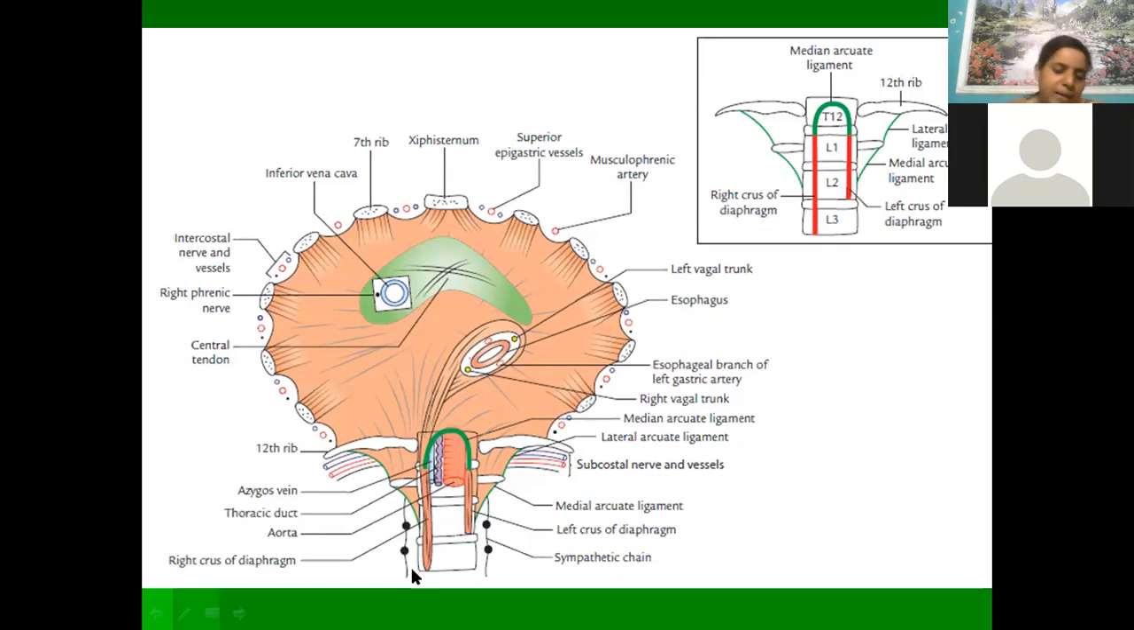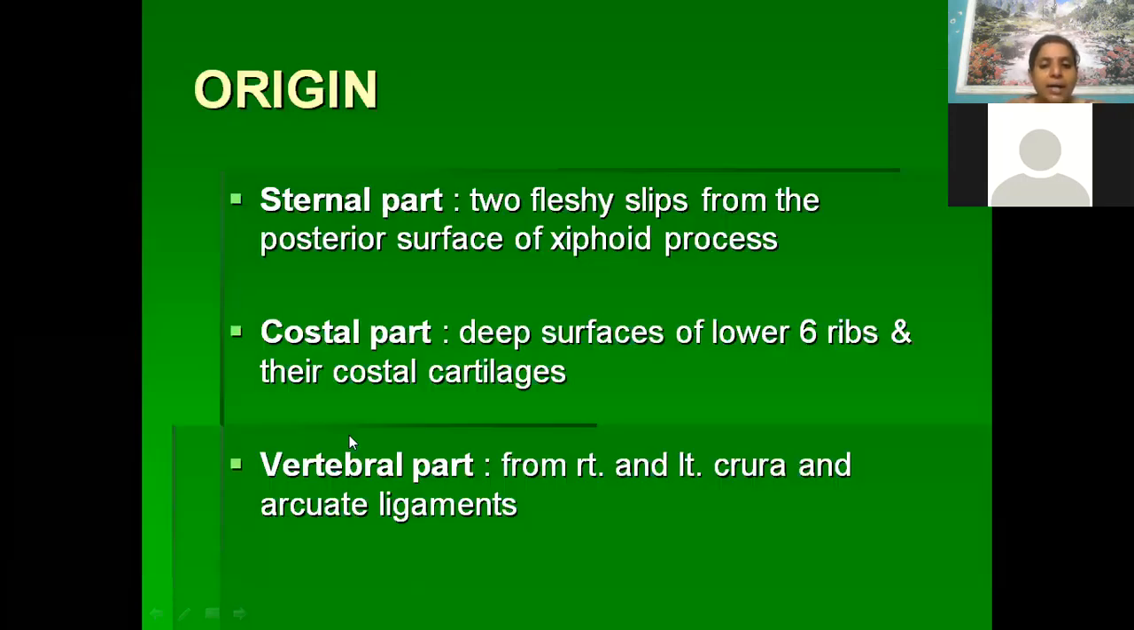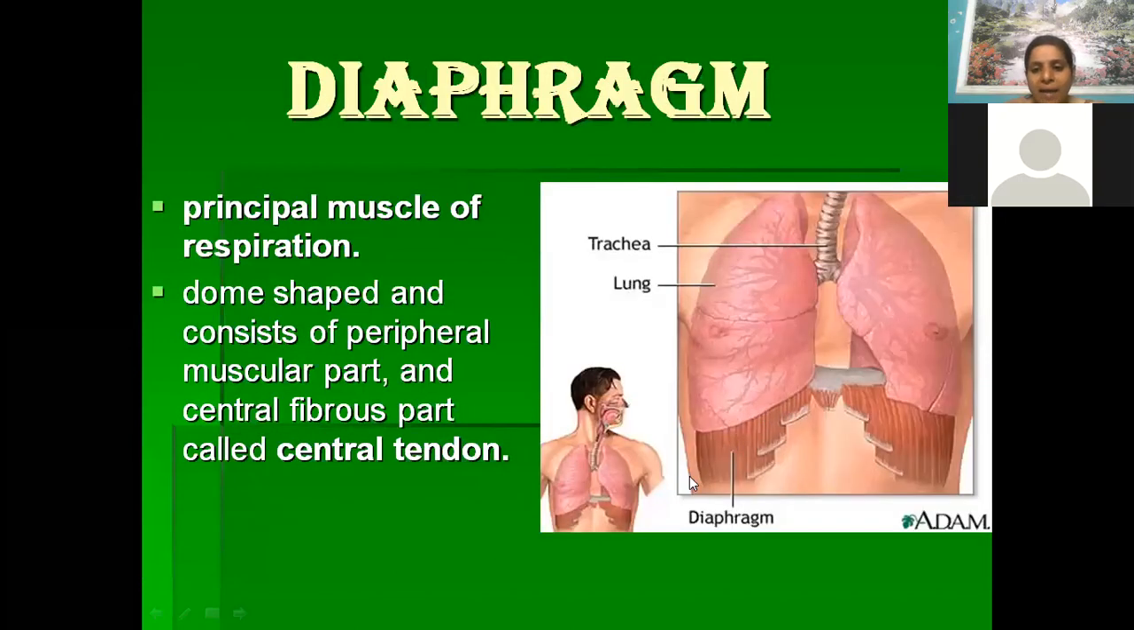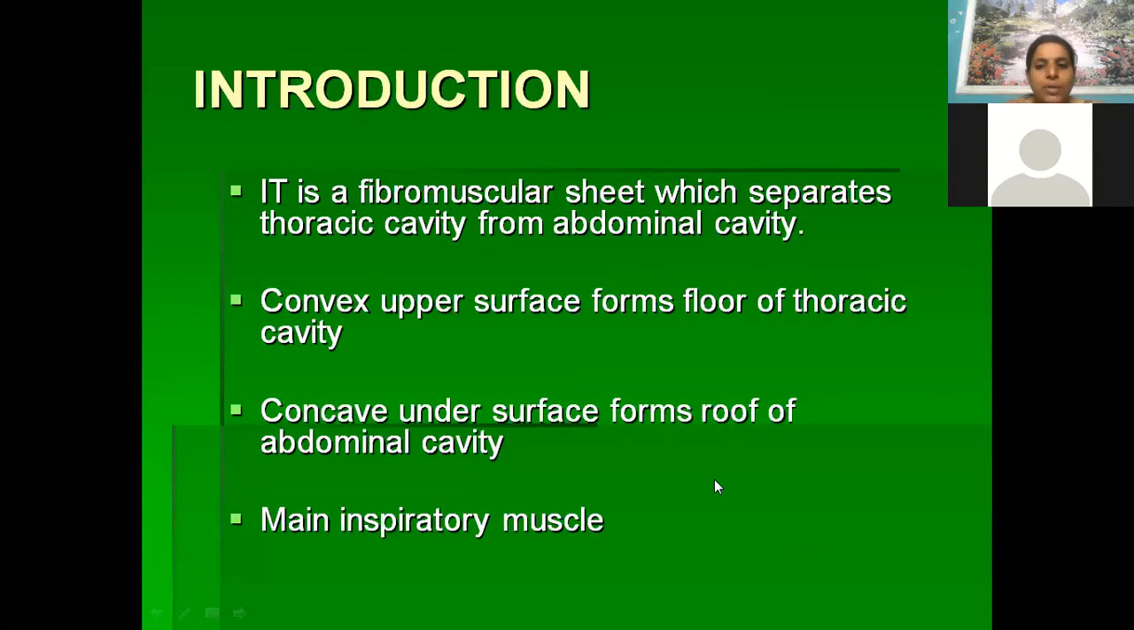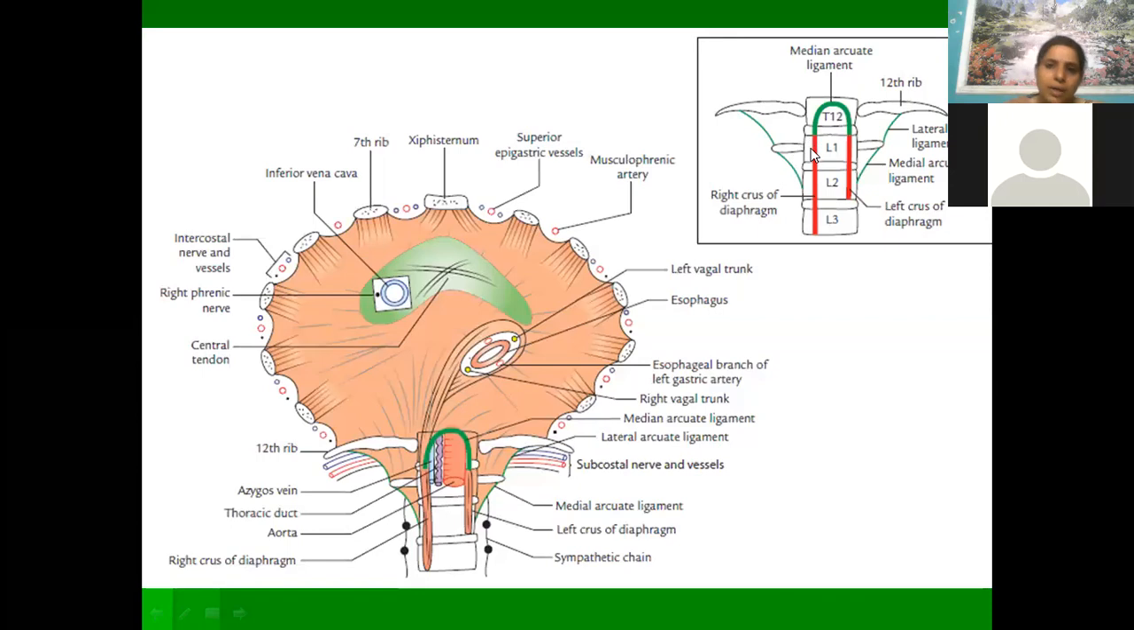So why is the right crus larger? Any idea? Any guess? The right crus of the diaphragm is larger and stronger because on the right side, under the right dome of the diaphragm, we have the liver. We know the diaphragm is the chief muscle of respiration. So when the diaphragm is contracting during inspiration, when it is coming down, this muscle will pull it down. That's why the right crus is larger and it is also stronger when you compare with the left crus of the diaphragm. Okay, this is the left crus and this is the right crus.